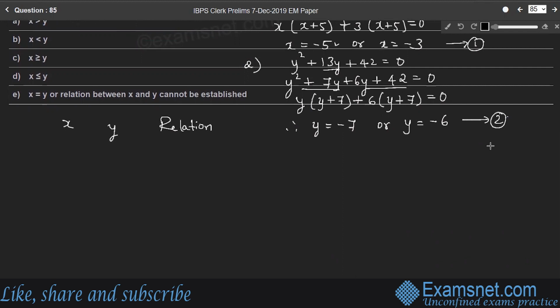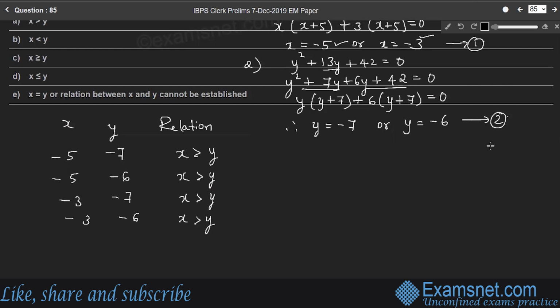So, if x is minus 5, y is minus 7. So, x is greater than y. Right? If x is minus 5, y is minus 6, then also x is greater than y. If x is minus 3, the second value of x, y is minus 7, x is greater than y. If x is minus 3 and y is minus 6, then also x is greater than y, right?